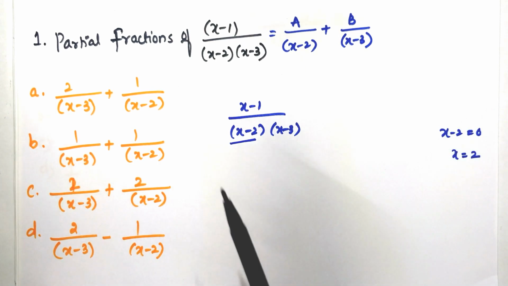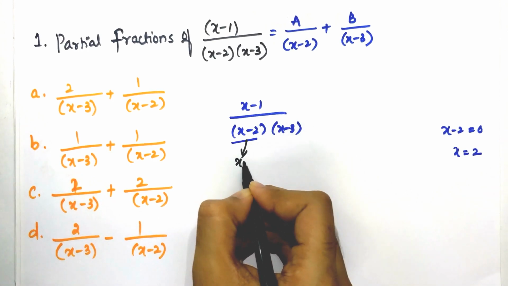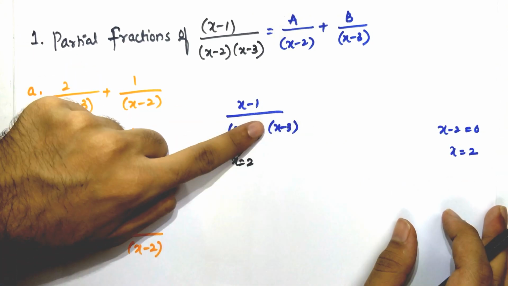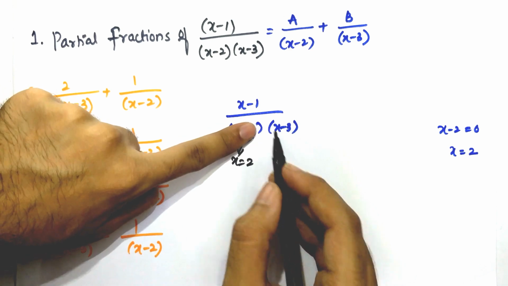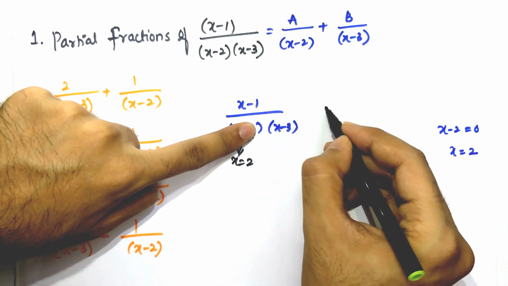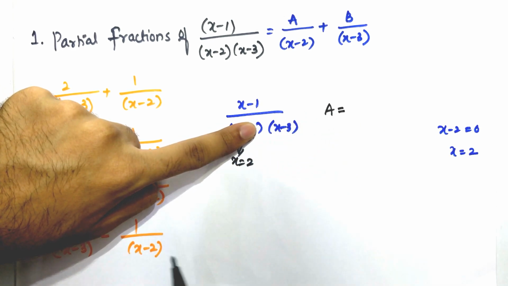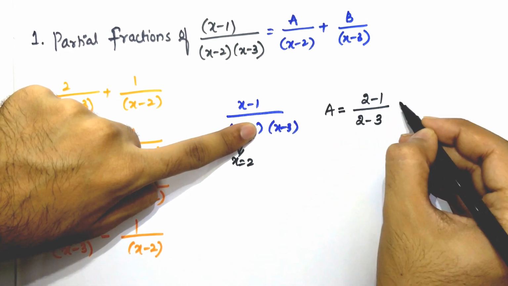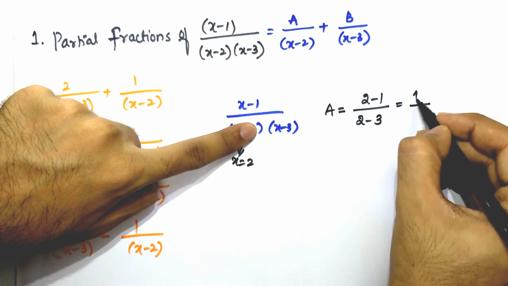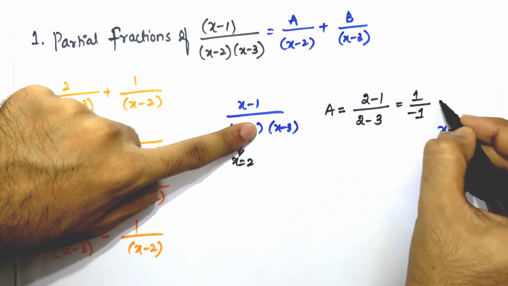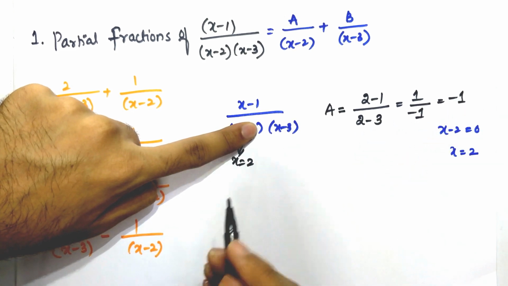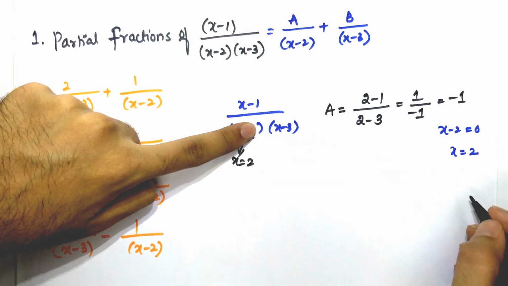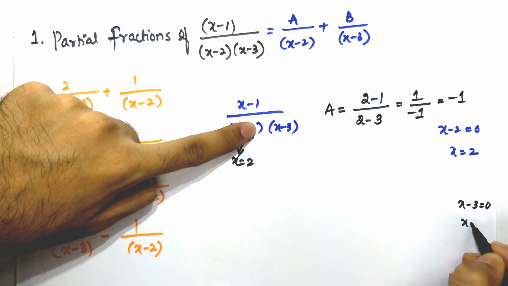So the first term is giving the value of x as 2. Now hide this term and substitute this value in the leftover term. This would be the value of a. So 2 minus 1 by 2 minus 3. This would be 2 minus 1 is 1 by 2 minus 3 is minus 1. So a is minus 1. Now equate the second term to 0. So x minus 3 is equal to 0. x is equal to 3.